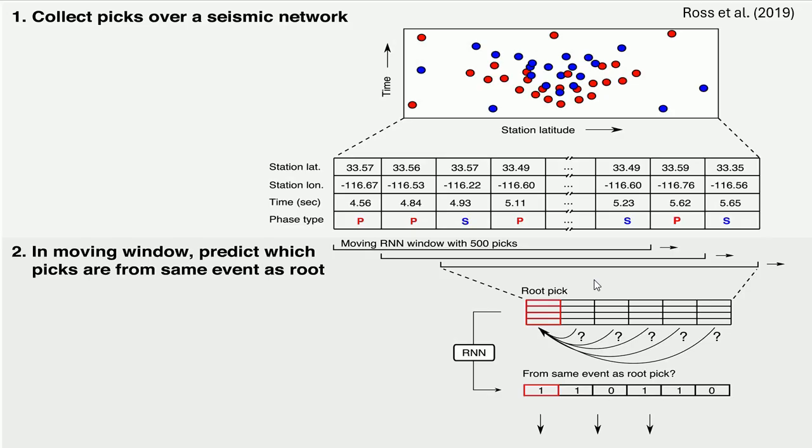As a result, the network internally evaluates something like, could this pick have been generated by the same earthquake that produced the 4.56-second root pick? The output is probabilistic. A value close to 1 indicates that the pick probably belongs to the same earthquake. A value close to 0 indicates that it is probably unrelated.